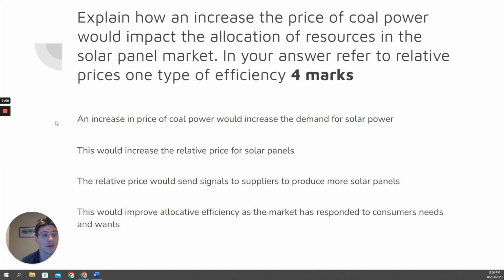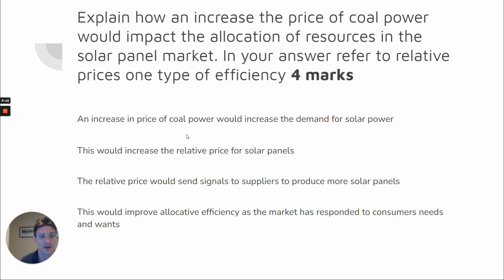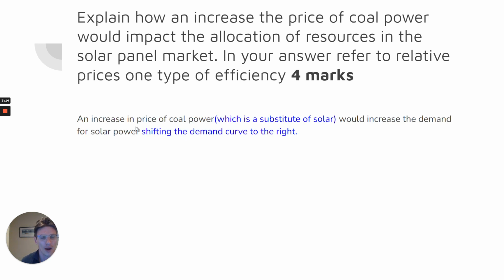All right, so let's see how we can beef up this answer and demonstrate a deeper understanding. At the start, I'm going to demonstrate more of an understanding of the factor. So why would an increase in the price of coal power shift the demand curve for solar power? Or why would it increase the demand for solar power? It's because they're substitutes. So you need to write that: coal power, which is a substitute to solar. Okay, and I've also added this second part here about this would shift the demand curve to the right.